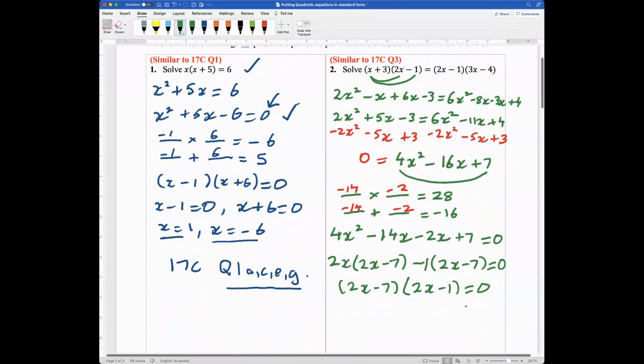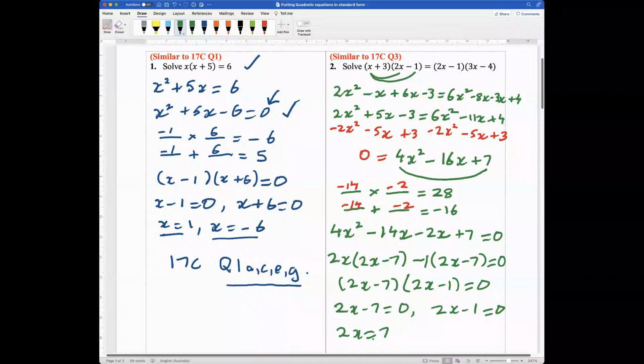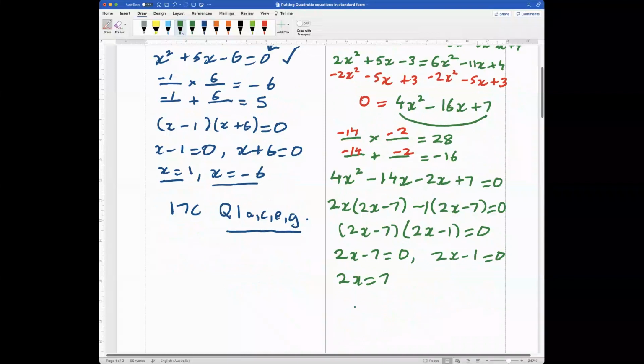Okay, and then we're going to split that up into two equations. So 2x minus 7 is equal to 0, and 2x minus 1 is equal to 0. And then that's going to give me 2x equals 7 here, and then x equals 7 over 2. Okay, then 2x equals 1 over here, and then x is equal to a half.